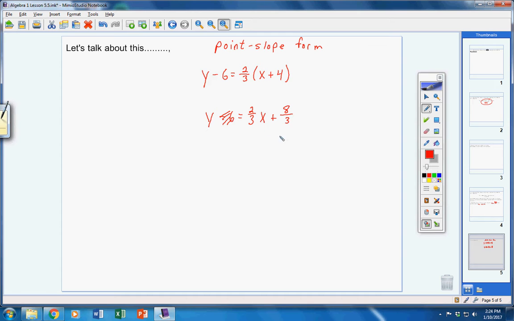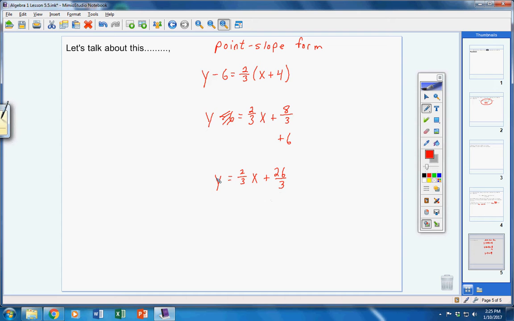6 over and make it a positive 6. Okay? And you will get, let's see, this would be 18 over 3, which is 26 over 3. That is incorrect, and I apologize. Is that right? Let's see. 18 over 3, yeah, 26 over 3. So there we go.